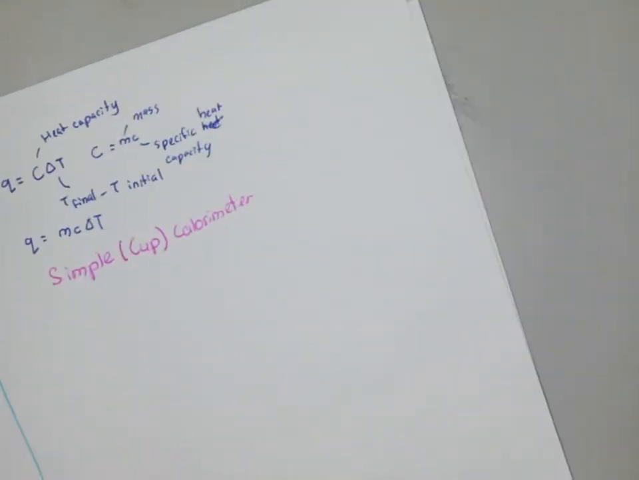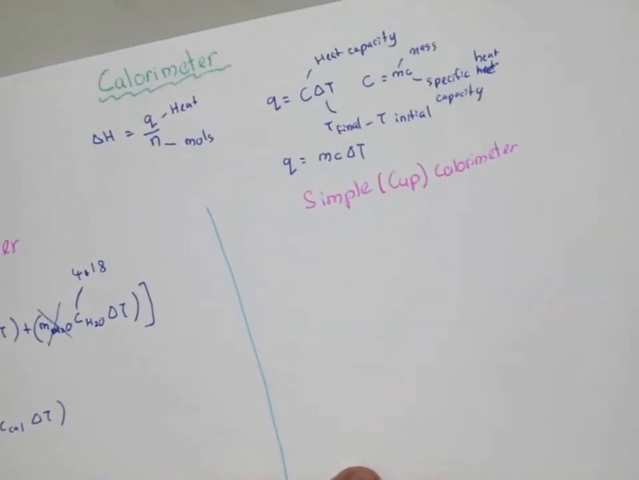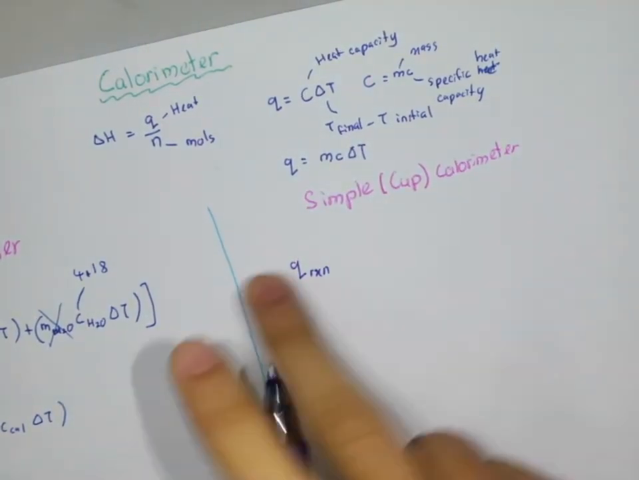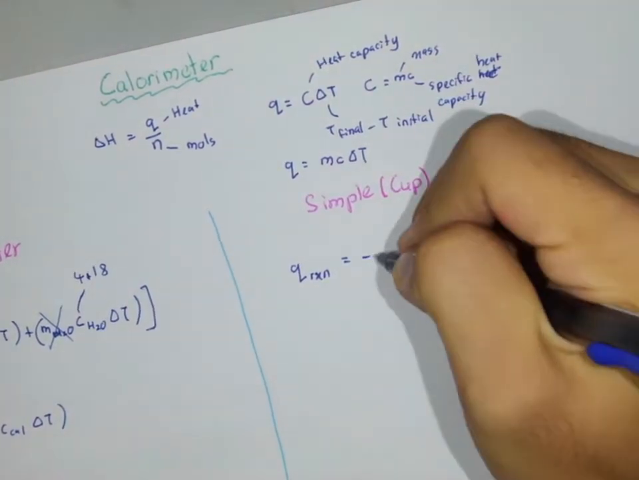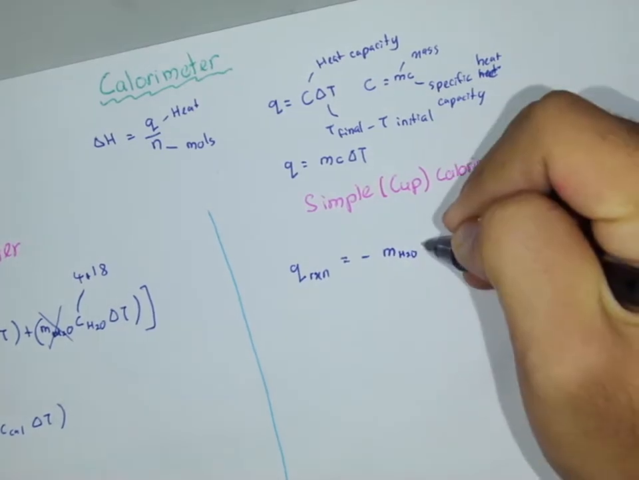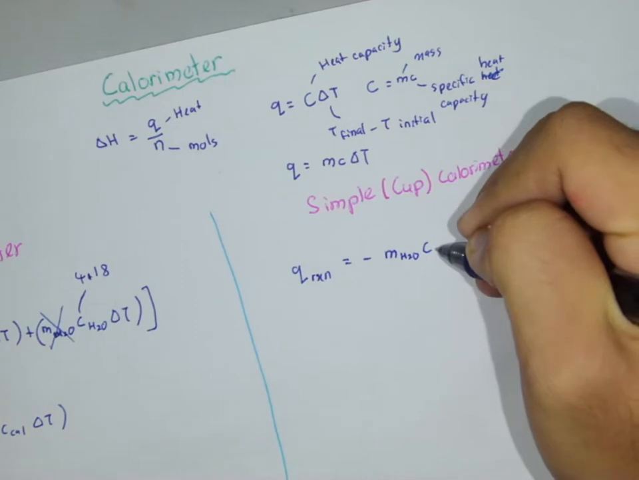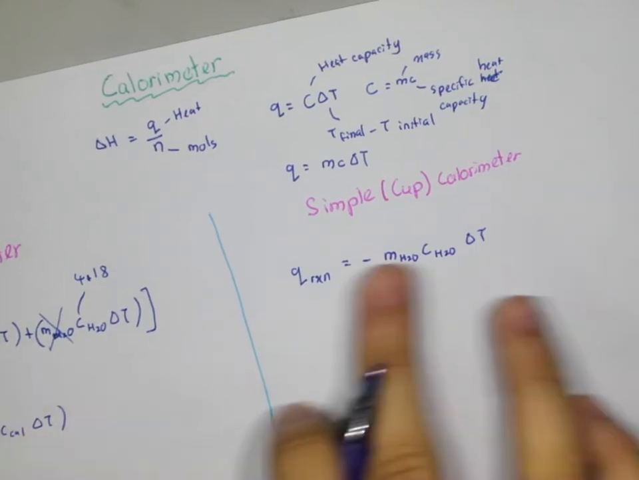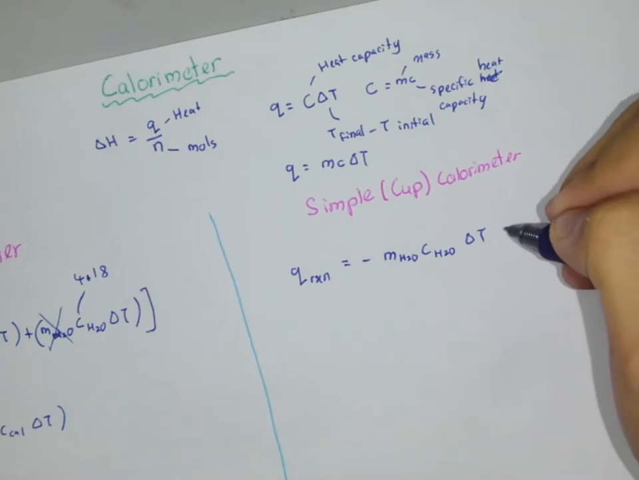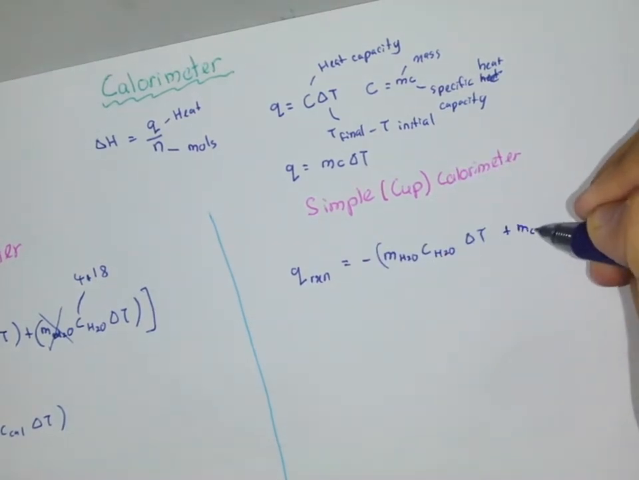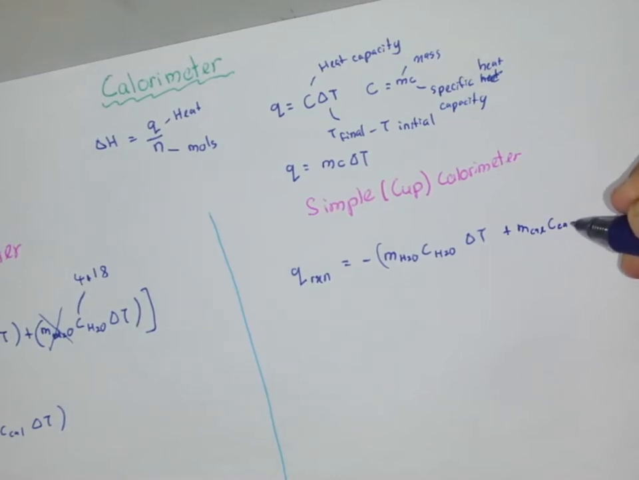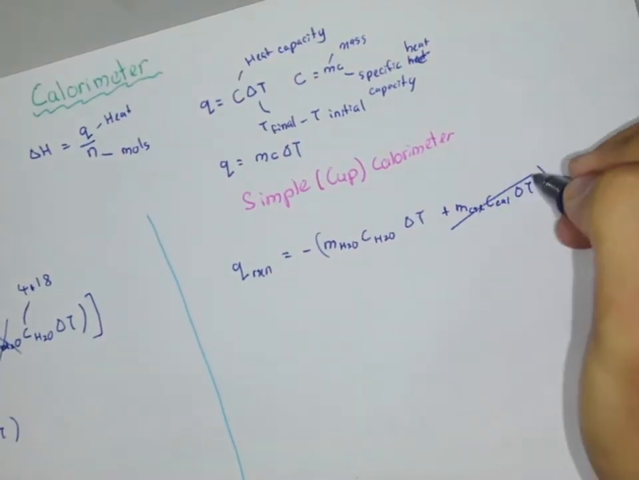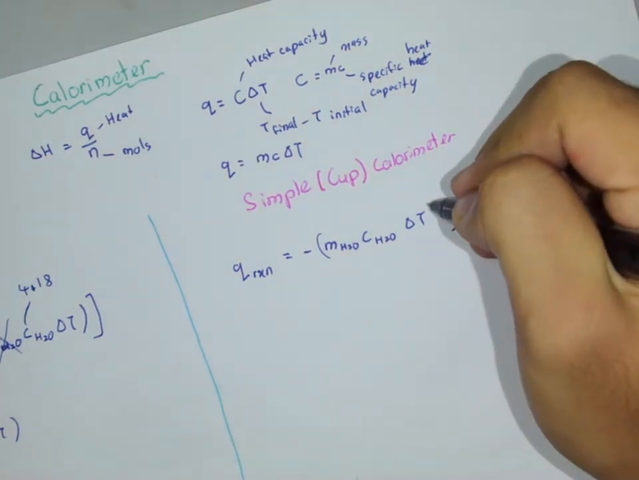Now the simple cup calorimeter. We use something like styrofoam. In this case, Q reaction, which is the heat of the reaction, is equivalent to the negative of mass of water times specific heat for water times delta T. Why did I not include the calorimeter? Usually for simple cup calorimeter questions, the mass of the calorimeter and the specific heat of the calorimeter times delta T, which is the heat absorbed by the calorimeter, is not considered. We usually only use up to this point.